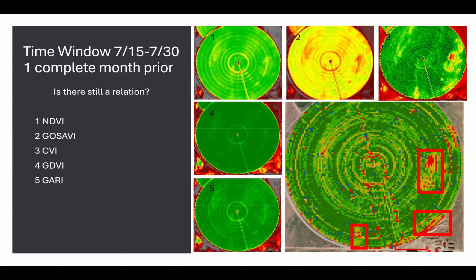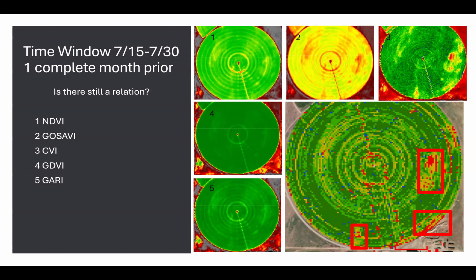Then we went a month. We tried to go out about a month prior. And we start to see a little bit better pattern right before everything got too saturated. That last couple weeks of growth really filled up the chlorophyll. So I'm starting to see a little better pattern.